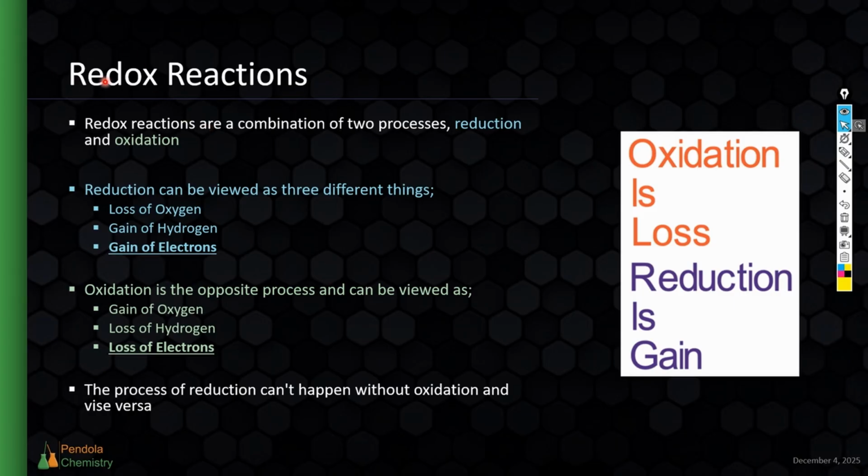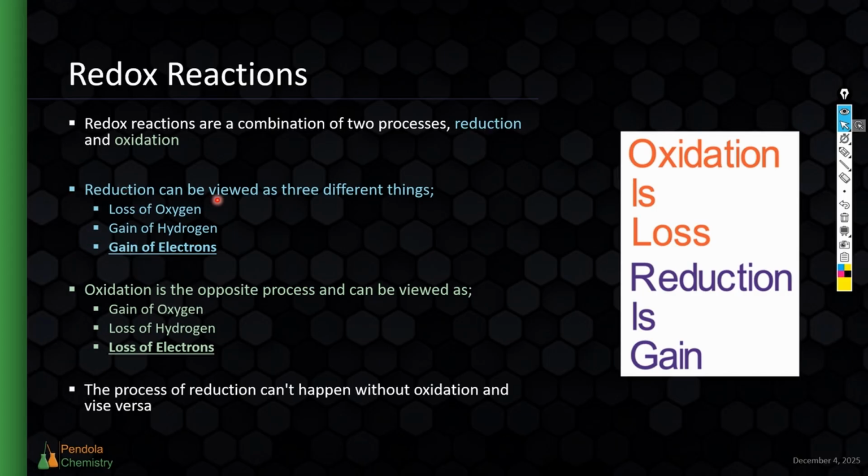Redox reactions are all about the transferring of electrons from one element to another, or from one species of chemical to another. The term reduction can be viewed in three different ways. Two of these we're going to look at more when we do organic chemistry, and then we're going to focus on the one that's underlined, which is the one for inorganic chemistry.